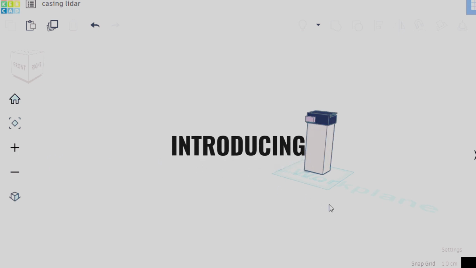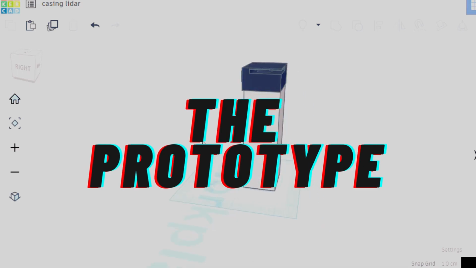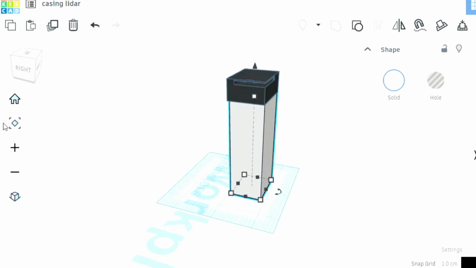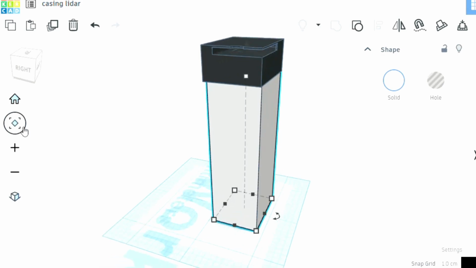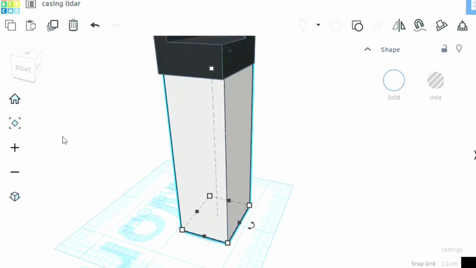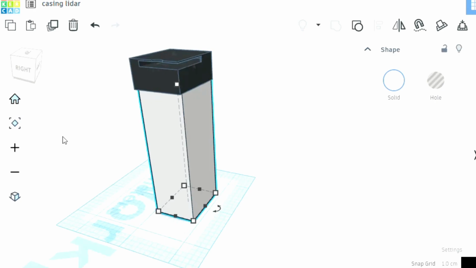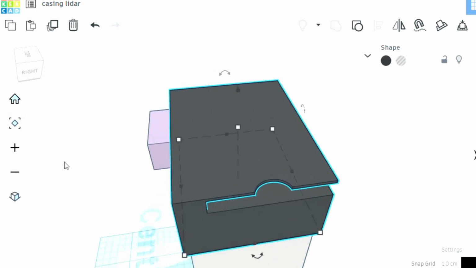And therefore, I will now introduce the prototype. The prototype is divided into two parts, which are the chamber and the lid. The chamber has a height of 30 centimeters, which acts as the distance between the water sample and the LiDAR. Next, we move on to the crucial part of the prototype, which is the lid.